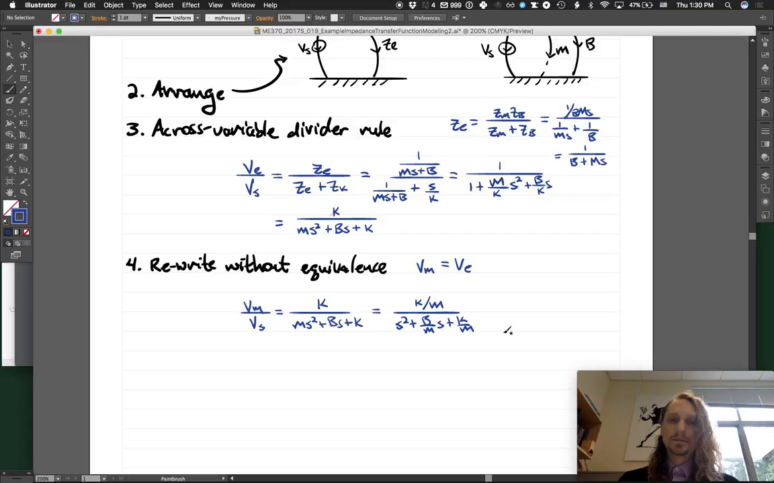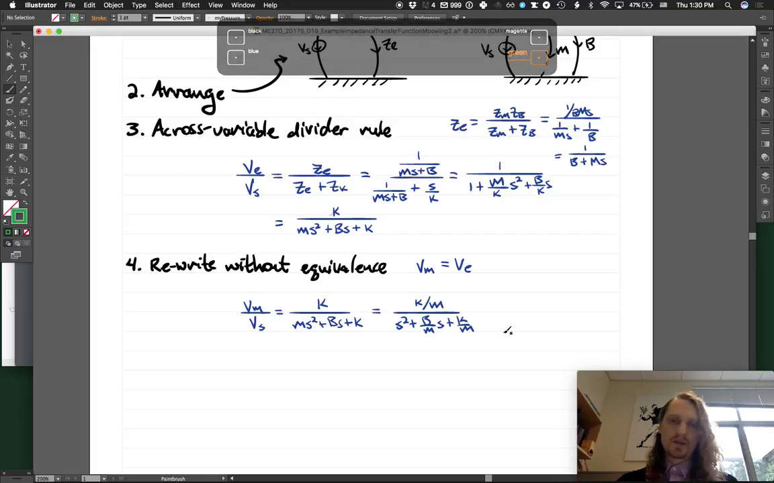If you have any questions, let me know. So this is our transfer function. This is our answer.